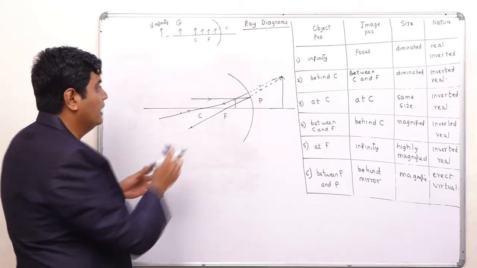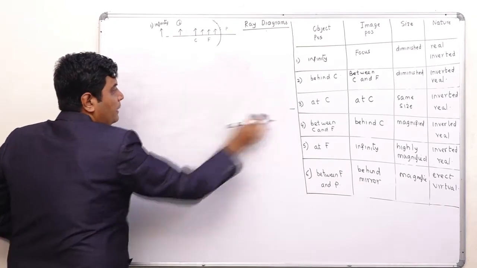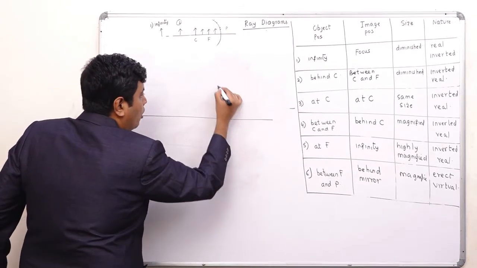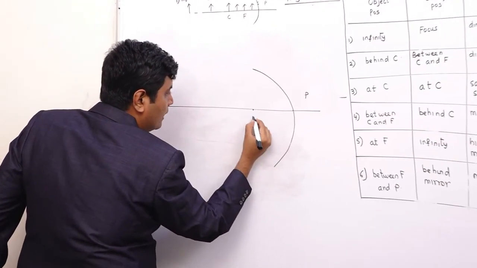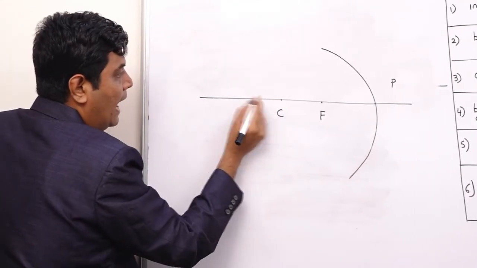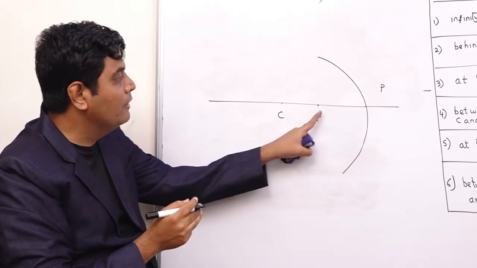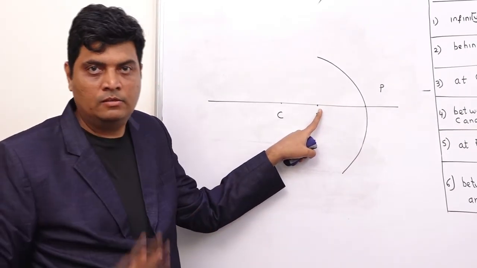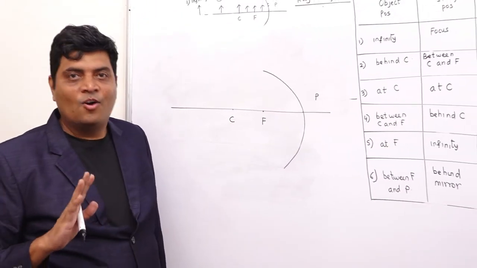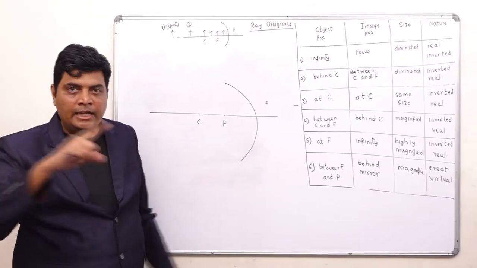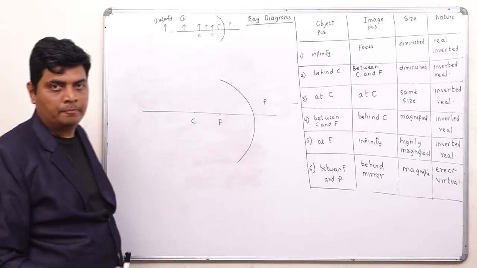Now based on the ray diagrams you have done, I will explain one simple thing that you have to remember. Please remember this, then things will become very easy. Suppose this is your pole, this is your focus, this is your center of curvature and you have infinity. If your object is at infinity, your image will be at focus and vice versa. If your object is at focus, your image will be at infinity. Object at infinity, image at focus; object at focus, image at infinity.